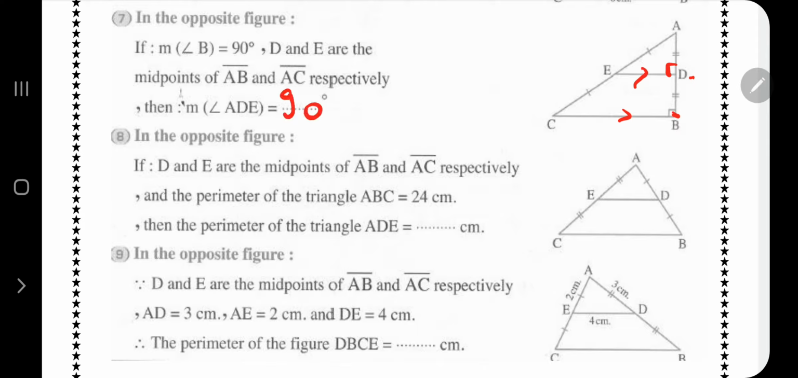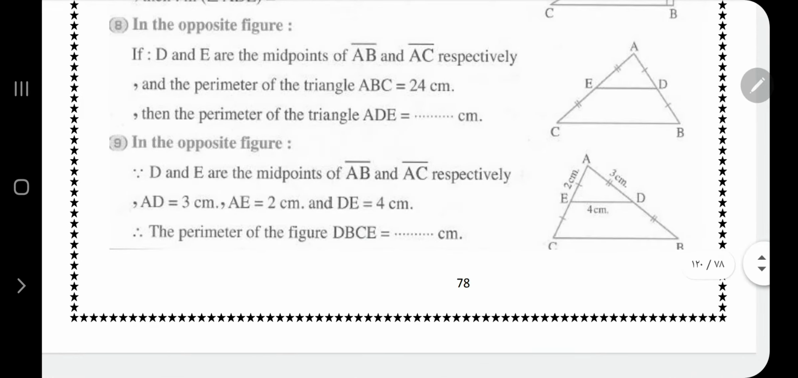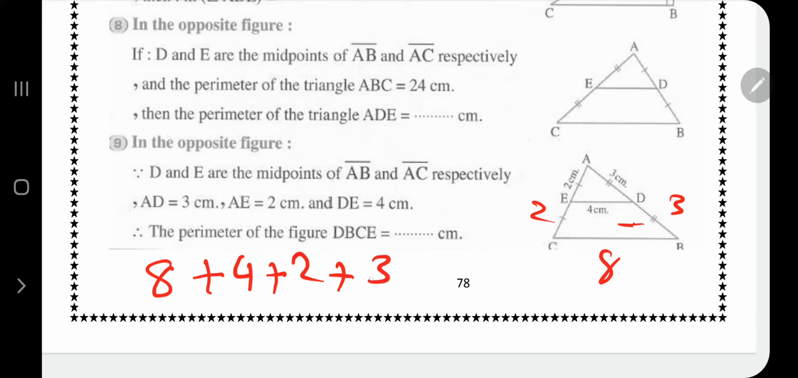The next one: the perimeter of triangle ABC is 24. But AD is half AB, AE is half AC, ED is half CB. So the perimeter equals half of 24, which equals 12. The next one, he asked me to find the perimeter of the figure DBCE. At first, AE equals AC, here is 2, here is 3. Take care, ED is half BC, so BC will be 8. So the perimeter will be 8 plus 4 plus 2 plus 3, which equals 17 centimeters.